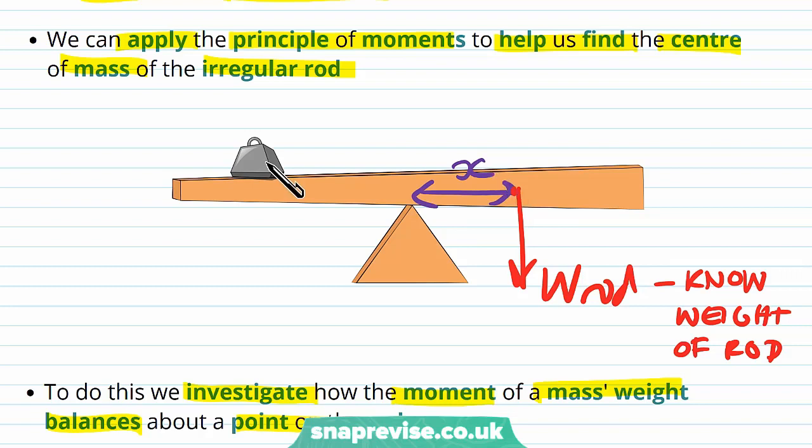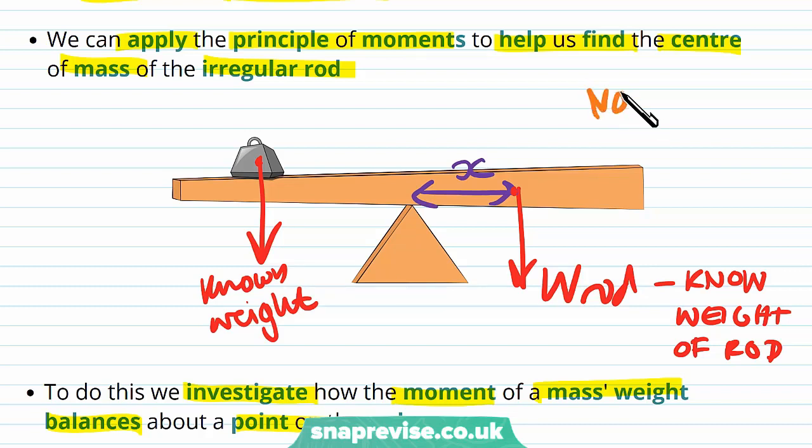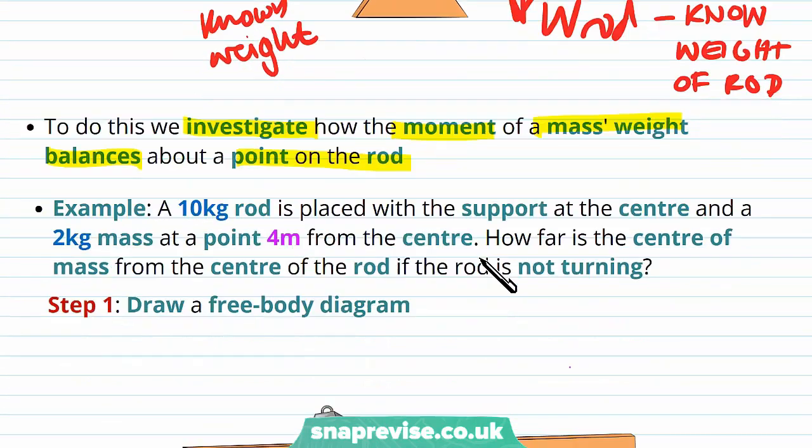We're also going to use a mass of known weight, and we're going to measure the distance away from the centre of the rod at which there's no turning effect. Because at this point, the clockwise moments and the anti-clockwise moments will balance and the system will be in equilibrium. So let's apply this to an example.